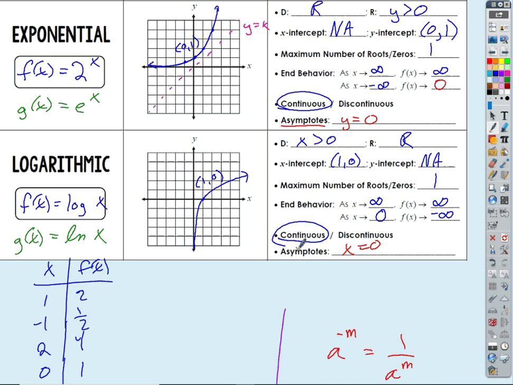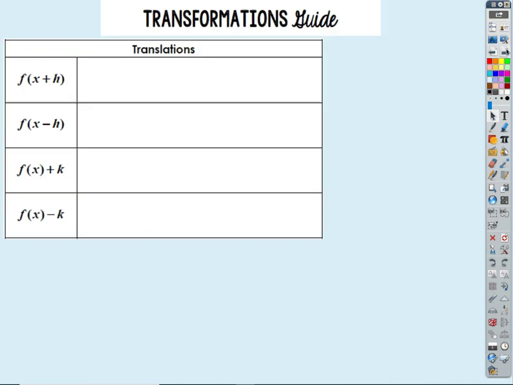So why do we do this? Here's just a relatively short list of functions that we know what they look like. We know what the parent graph looks like. Why are we doing this? Because now the next step is we want to learn how to transform any parent function in a very predictable way, right? So we're going to focus on the easiest one to do, which is the absolute value function. Okay? We're going to work towards filling all this stuff in.